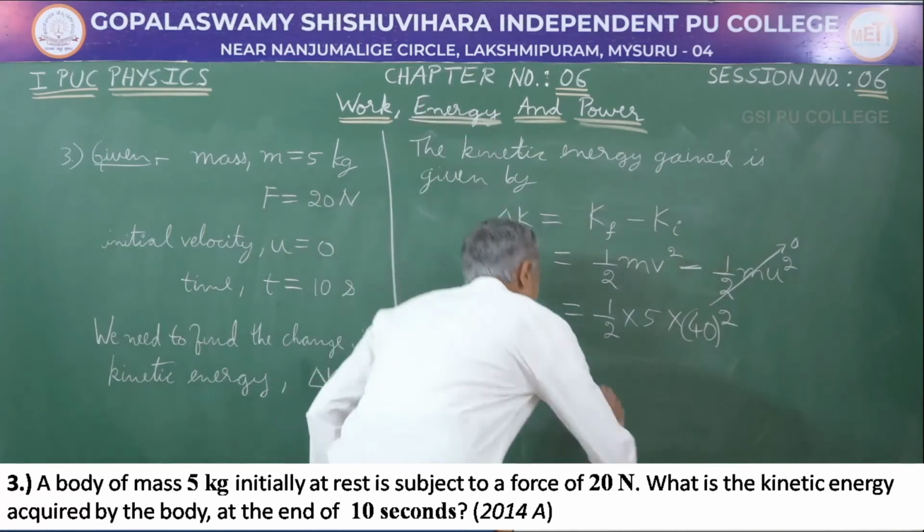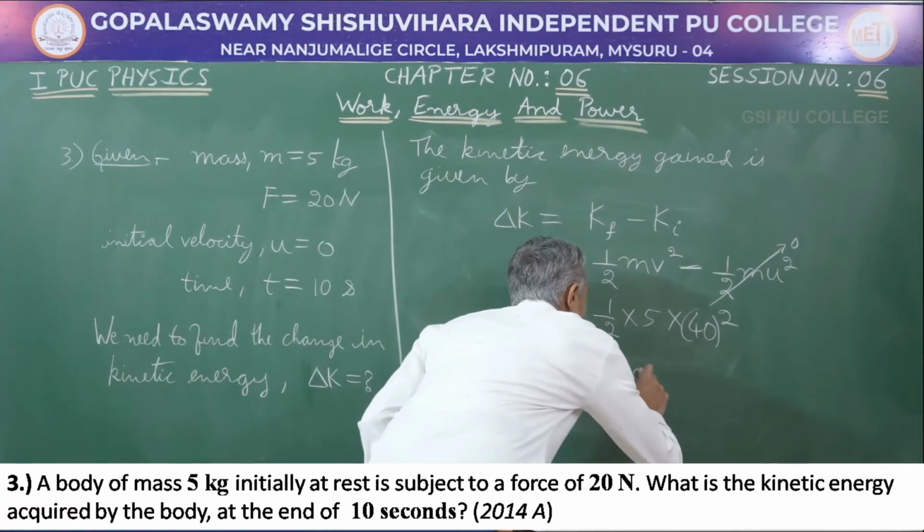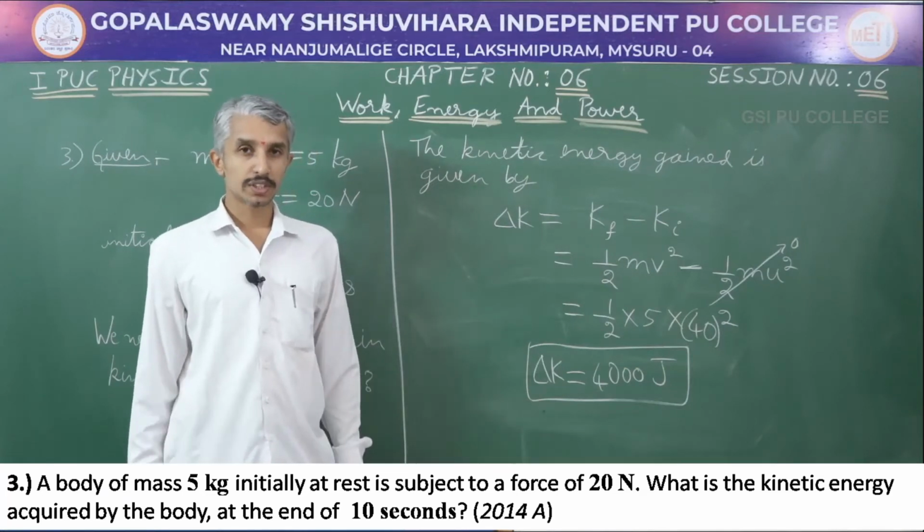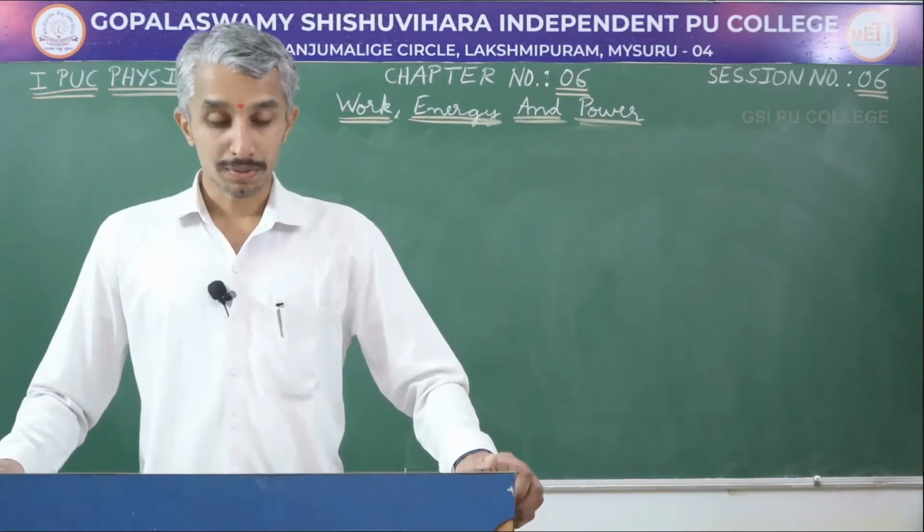On simplifying this, I will get the answer as 4000 joules. So this is the kinetic energy gained by the object. Let us proceed to the next problem. Here is the next problem.